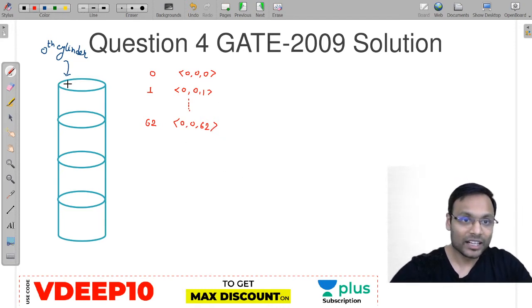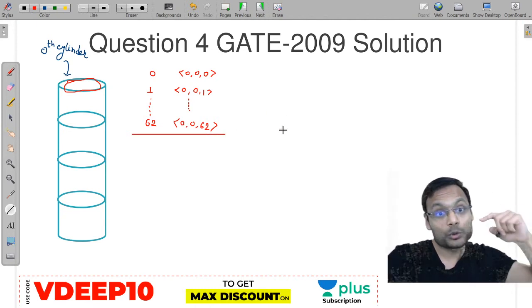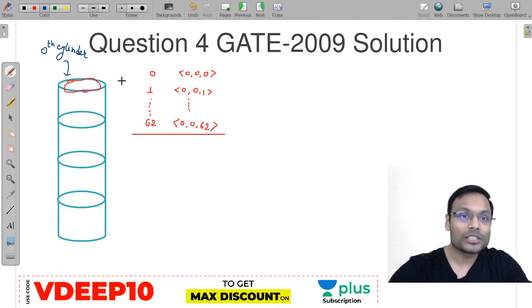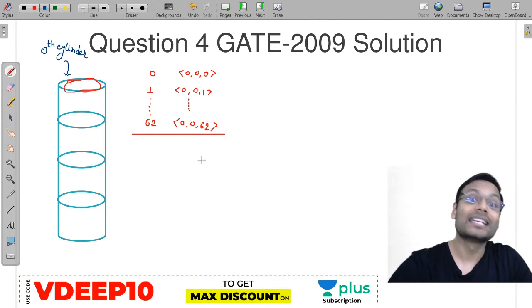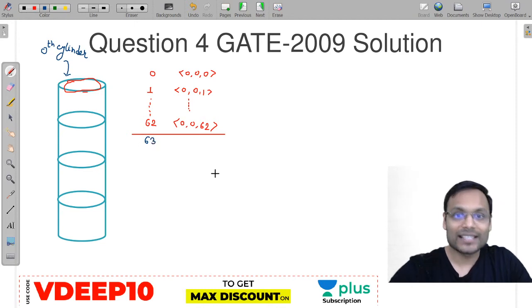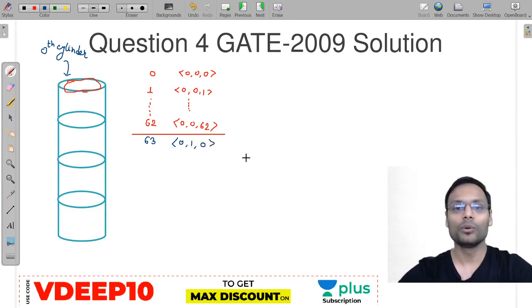Inside that cylinder, how many do you have in total? Total 63 sectors, numbered 0 to 62. And this is done for this current surface. On this surface, you don't have more sectors. Now you will have to switch to the other surface, the lower one, this one. If you want to go to that surface, the surface number will change. So if I ask you what is the address for the 63rd sector number, then it will be 0, 1, and the sector number again starts from 0.